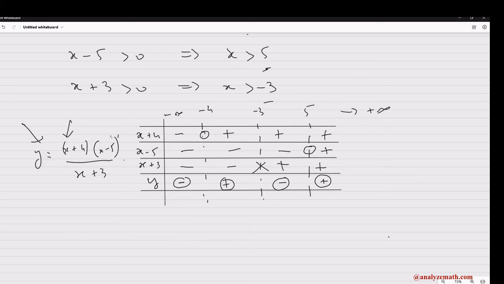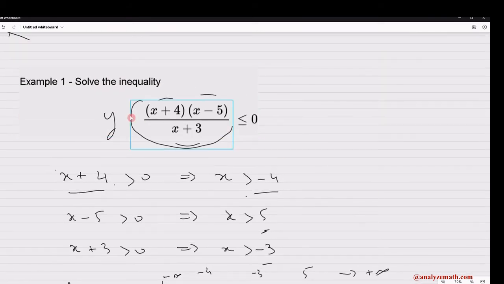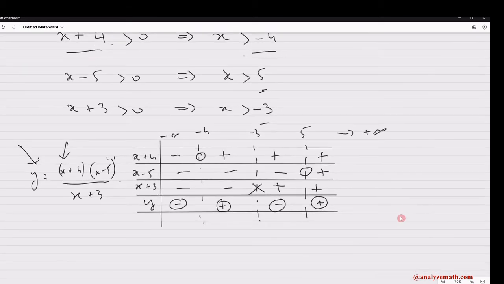Now let's write the solutions. So remember, what we are looking for is y less than or equal to 0. So this expression here, y less than or equal to 0. So where we go, this interval is negative, good, no, good, no. Now we start writing our intervals. This interval where it is negative, we want negative, it's from minus infinity to minus 4.